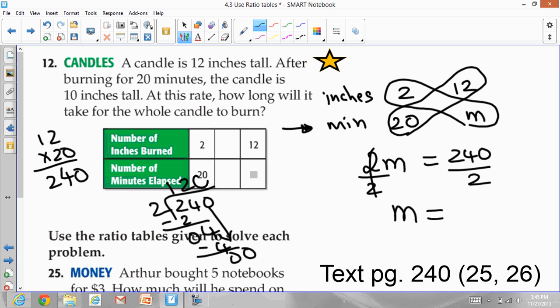2 goes into 0 0 times to give you 120. Don't just give me 120. Go back over here. It means 120 minutes. So the candle which is 12 inches tall is going to take 120 minutes to completely burn. 120 minutes is the same as 2 hours. So for a candle to burn, it's going to take 2 hours.